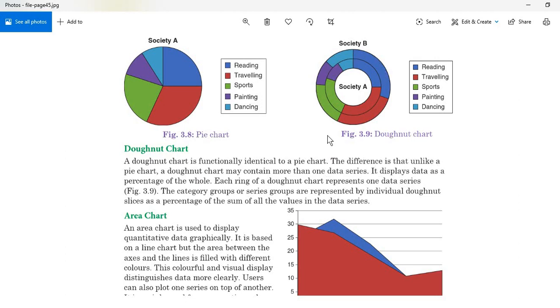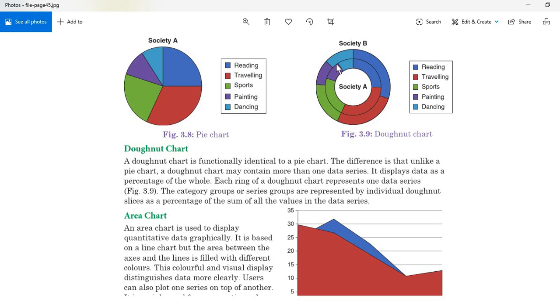Now the difference is that unlike a pie chart, a donut chart may contain more than one data series. It displays data as percentage of wholes, just as pie chart. Okay, each ring of a donut chart represents one data series. যেমন এই রিংটা হচ্ছে সোসাইটি A data series, এই রিংটা সোসাইটি B এর data series. The category groups or series groups are represented by individual donut slices.